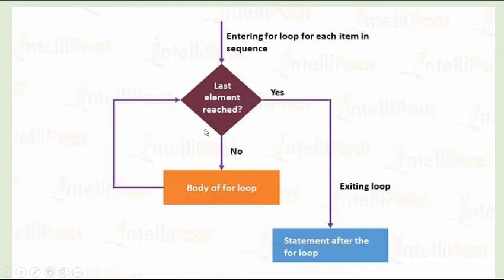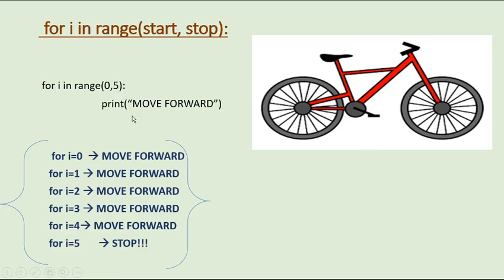Finally, this step keeps on taking place like a bicycle. And the moment it has reached the last element, it will stop and the loop will exit. So this is how the flow chart of the for loop executes. Now let us take an example over here. For I in range, start, stop. Now this is the standard syntax of a for loop.